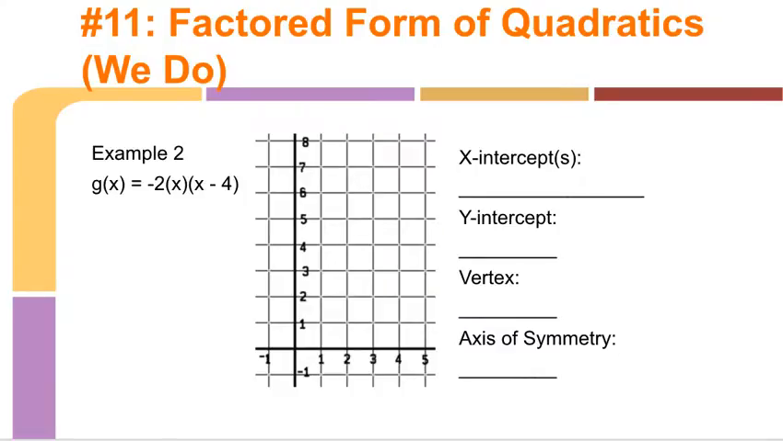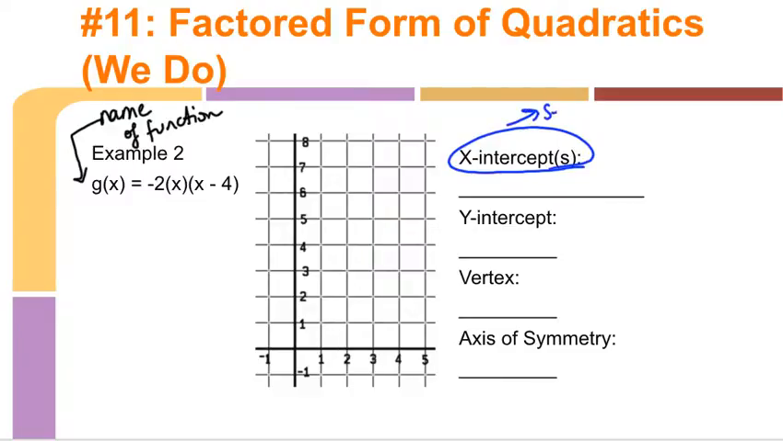This next example says g of x, and this is just the name of the function. It's the same thing as y, it's just that I'm calling it g, or f, or h. It's all different variable names. g of x is equal to negative 2 multiplied by x multiplied by x minus 4. So, first thing to find my x-intercepts, set factors equal to 0. So my factors again are x and x minus 4.